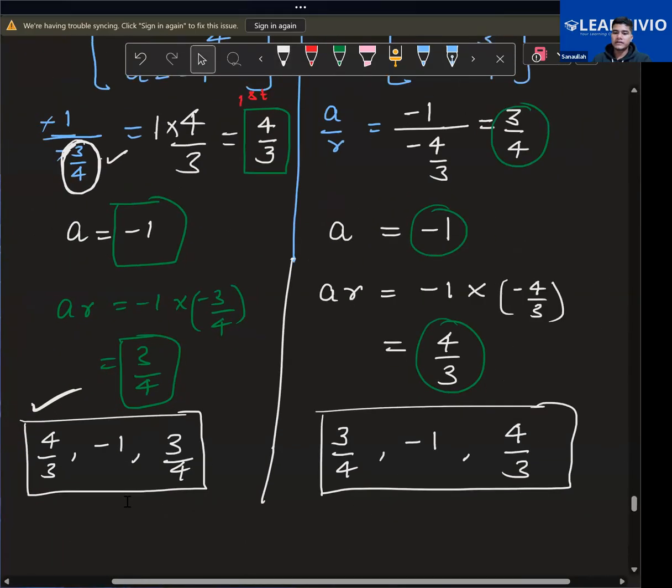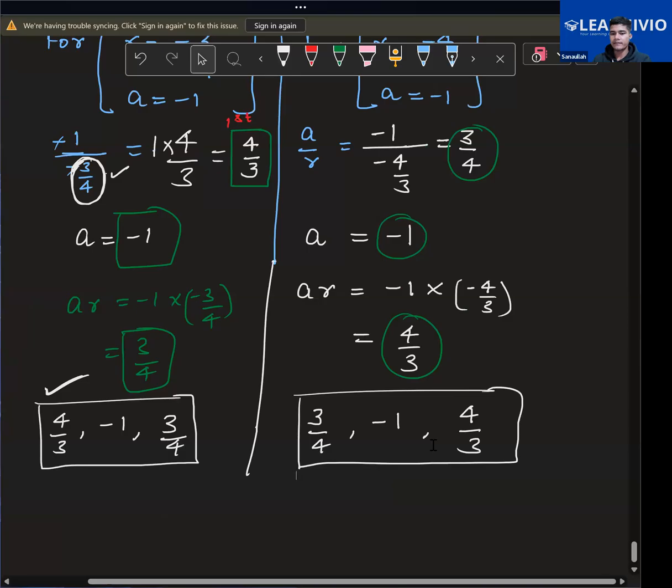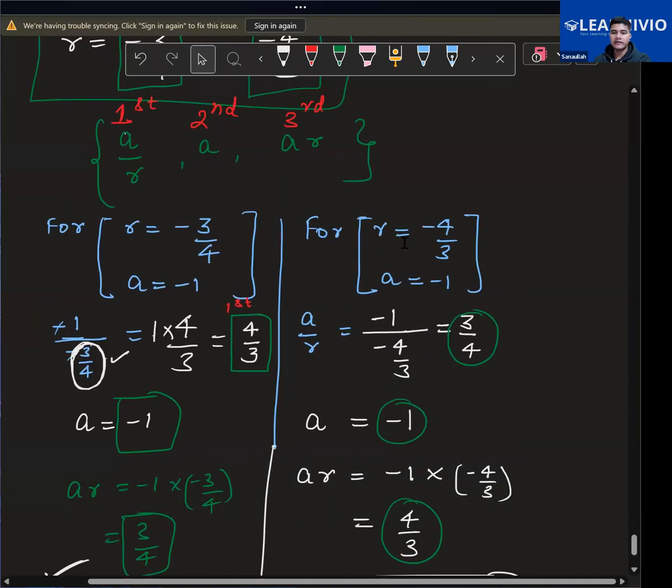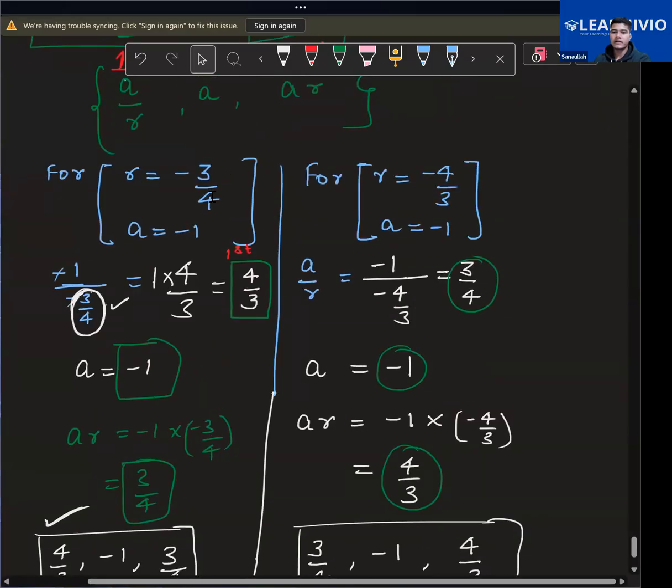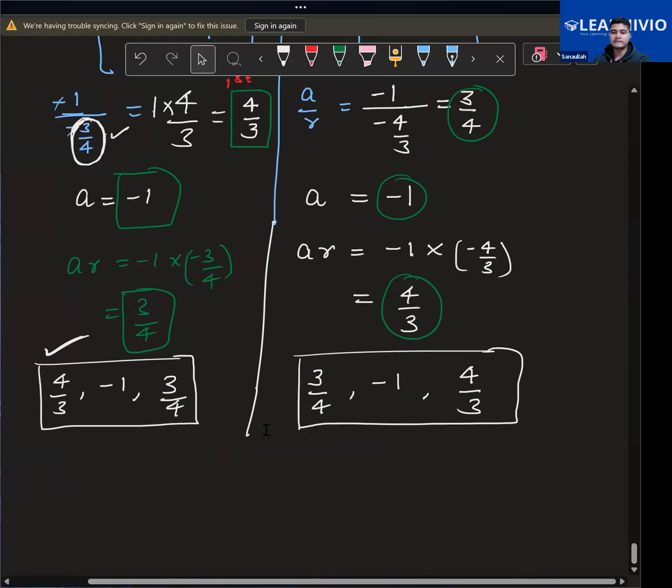So this is your geometric progression. See, these both geometric progressions are the same: 3 by 4, minus 1, 4 by 3. The only difference is that here the first term is 4 by 3, but in this GP the first term is 3 by 4. And why is it like this? Because we have different values of r. Here r equals minus 3 by 4, and here r equals minus 4 by 3. That's why we are getting it like this. Understood now?